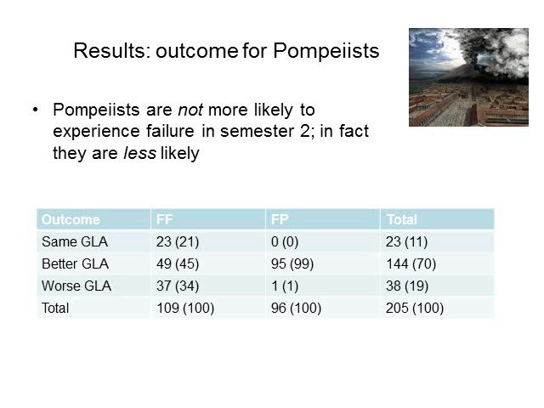Finally, you can see on this slide that a small number of Pompeiists, just 37 out of 205, not only failed at least one unit in semester 2, but their GLA got worse as well. But on the whole, Pompeiists were actually not more likely to experience failure in semester 2. In fact, they were less likely to. Indeed, a clear 70% of Pompeiists passed everything in semester 2 and improved their GLA.